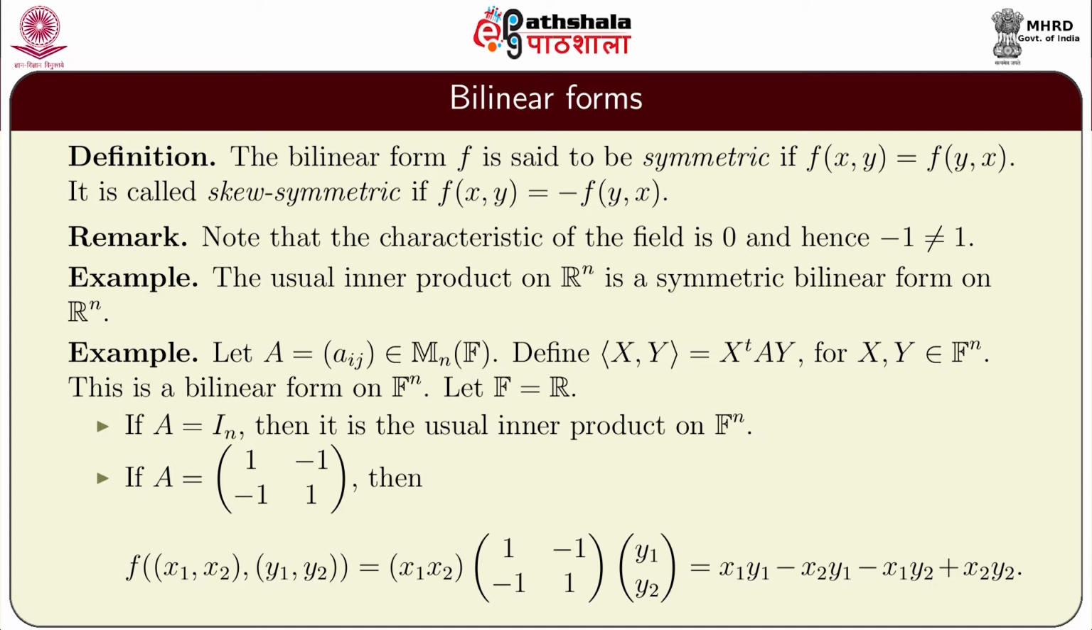And if, for example, A is this 2 cross 2 symmetric matrix given by 1 comma minus 1 in the first row and minus 1 comma 1 in the second row, then this bilinear form would look like f of (x1, x2) comma (y1, y2) is equal to (x1, x2) times the matrix 1, minus 1, minus 1, 1 times the column matrix (y1, y2), and then what we obtain is x1 y1 minus x2 y1 minus x1 y2 plus x2 y2.